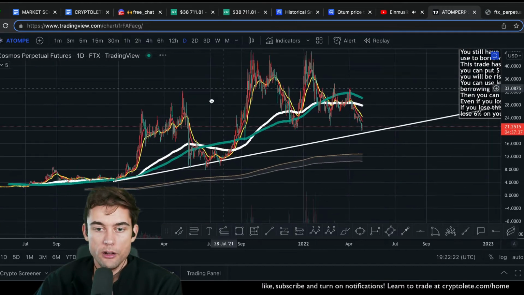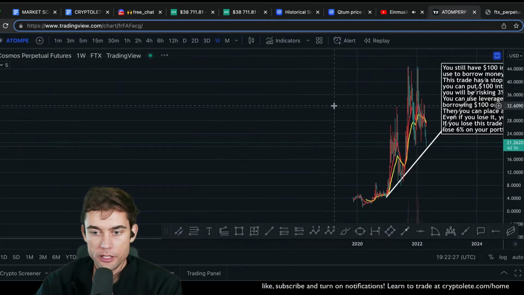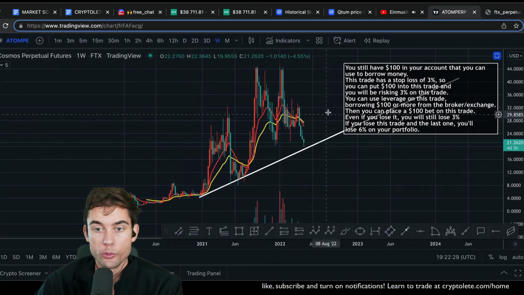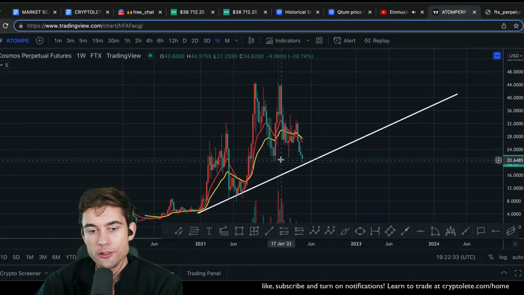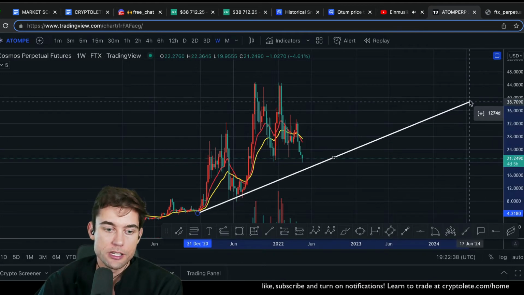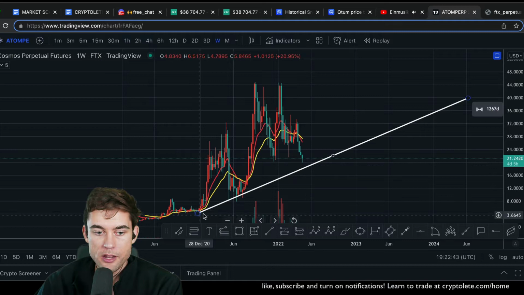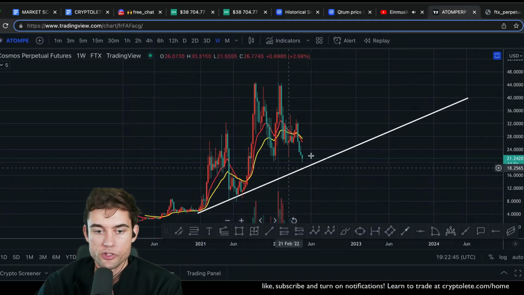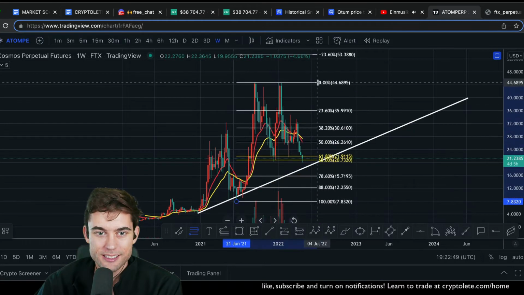Here's another case where you might want to long. If you look at the weekly chart, it's in a nice uptrend. I don't really like how it broke this, but you can clearly see an area that has been major support multiple times, right? So this is where I would get long, and I'm guessing that's the 78.